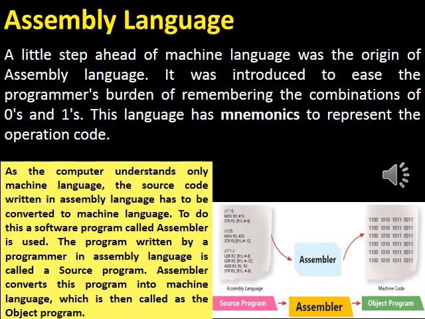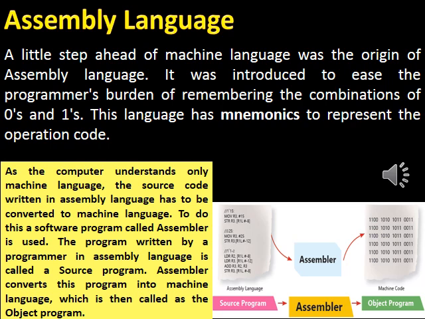The next language is assembly language. Assembly language was introduced to ease the programmer's burden of remembering the combinations of zeros and ones. This language has mnemonics to represent the operation code. So what are mnemonics here? Mnemonics are symbolic codes to represent your operations. For example, if you want to multiply two numbers, instead of writing the complete word multiplication, you can write it in short form, MUL. So this is the symbolic representation, right?